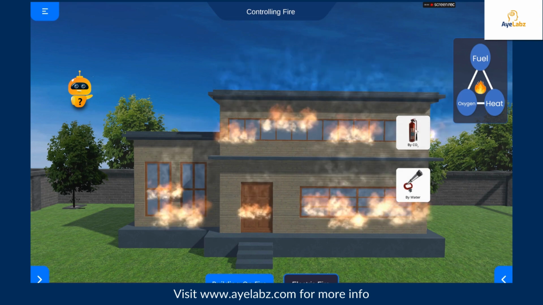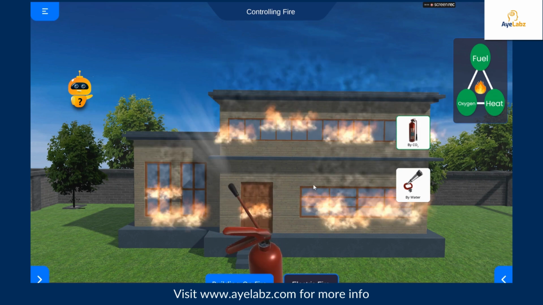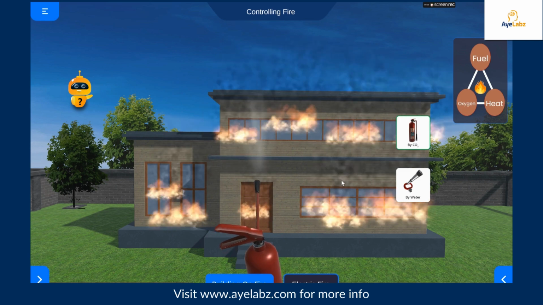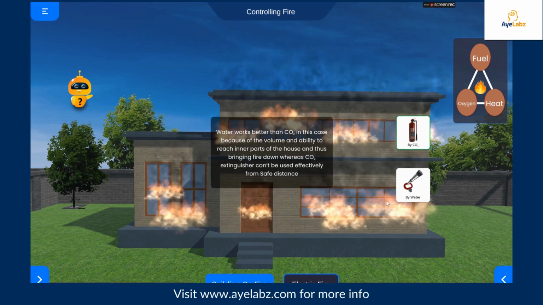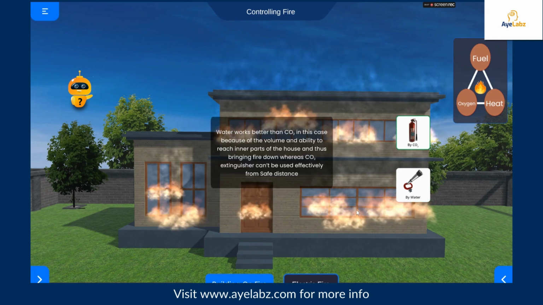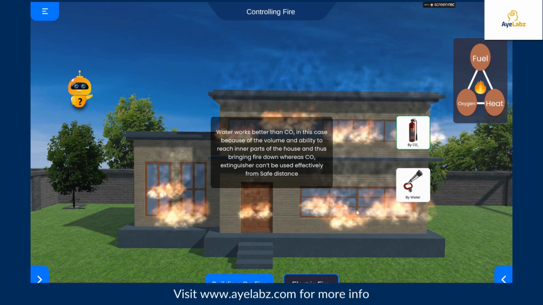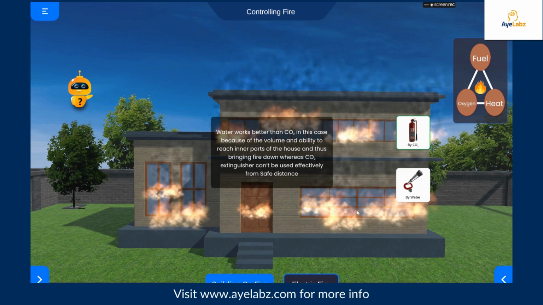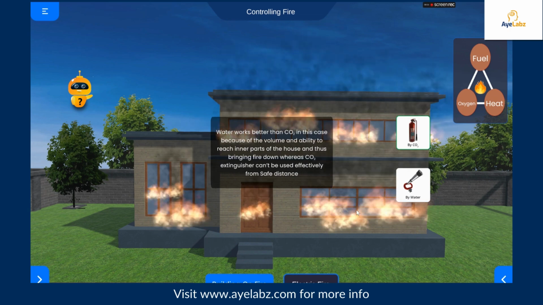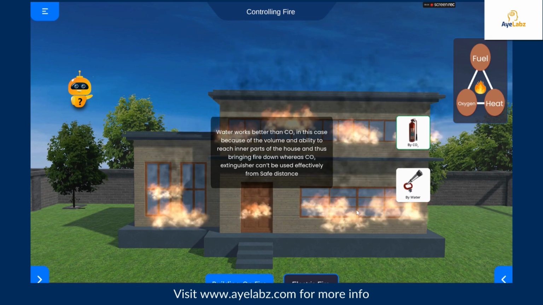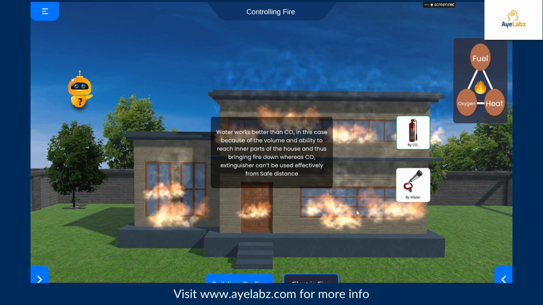Let's try it out by using CO2. Let's see how it happens. By using the mouse cursor, by click, hold and drag, you can try to control the fire, but it will not work well in this case, because the volume and the ability to reach the inner part of the house is not good for CO2, and also CO2 extinguishers can't be used effectively from a safe distance.